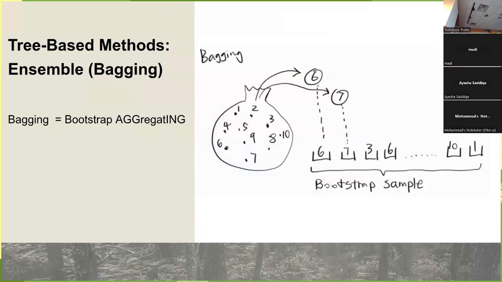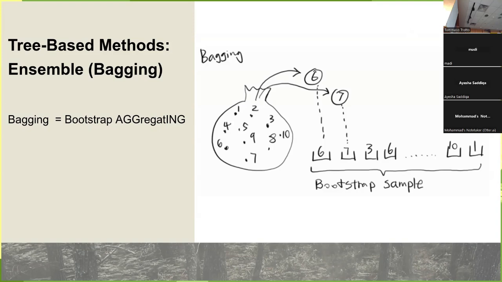A method is called bagging. Bagging actually has nothing to do with the bag. It's short for bootstrap aggregating. I'll use a bag that has balls inside. They have different numbers and different colors. I'll use this as an example to illustrate bagging.